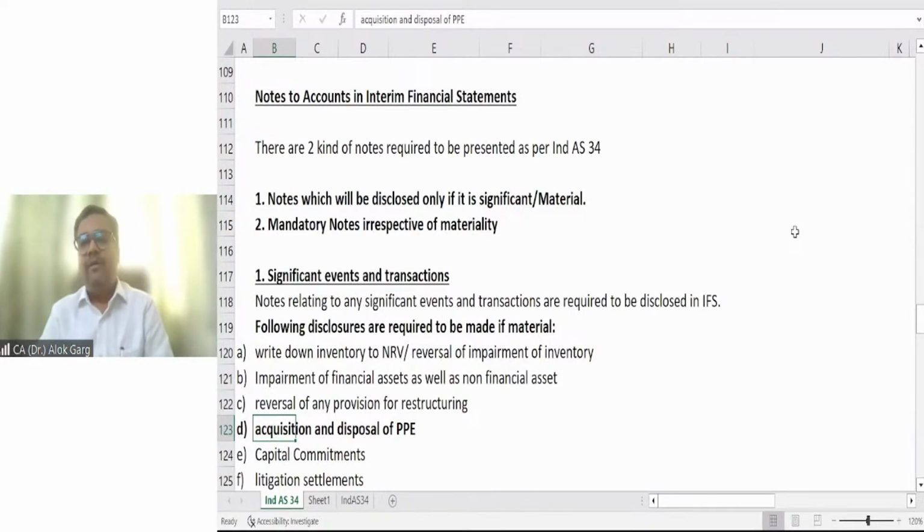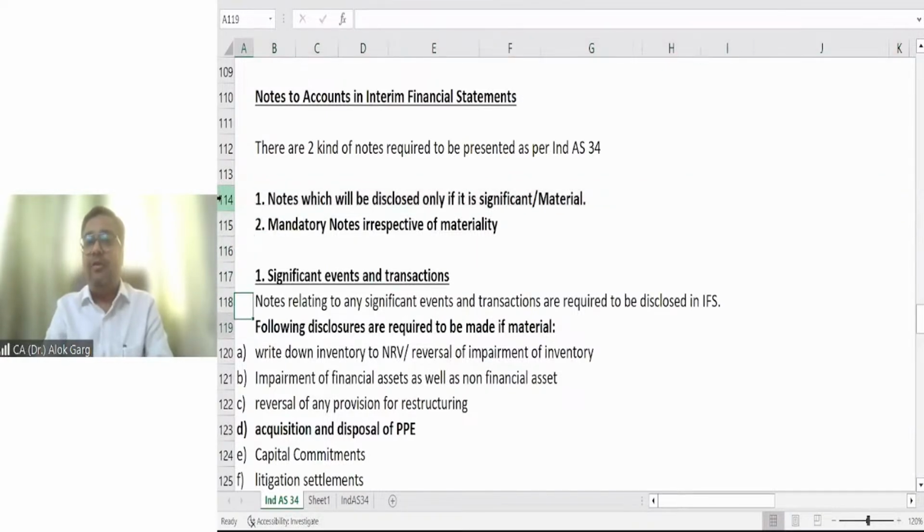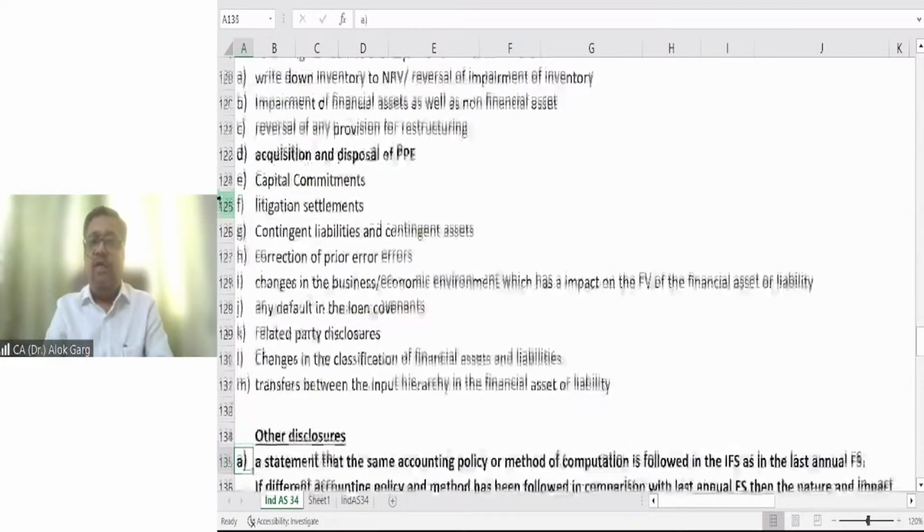So friends, the details of PPE and intangible assets are required to be disclosed in the notes to accounts if these are material. Is that clear, friends? If the amount is not material, then whether it is required, the answer is no, it is not required. So this is an example of notes which will be disclosed only if they are significant or material. Number two, other notes or mandatory notes.